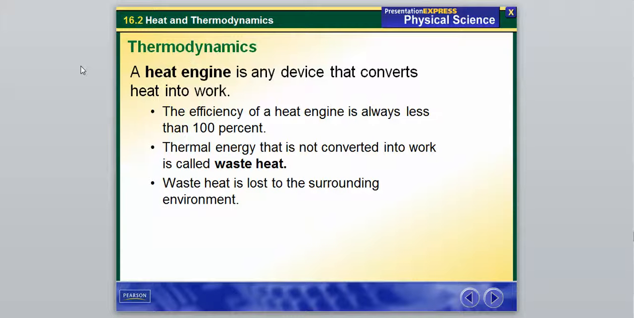So a heat engine is any device that can convert excess thermal energy and heat into work. Again, the thermal energy that it does not use to do work is known as waste heat.